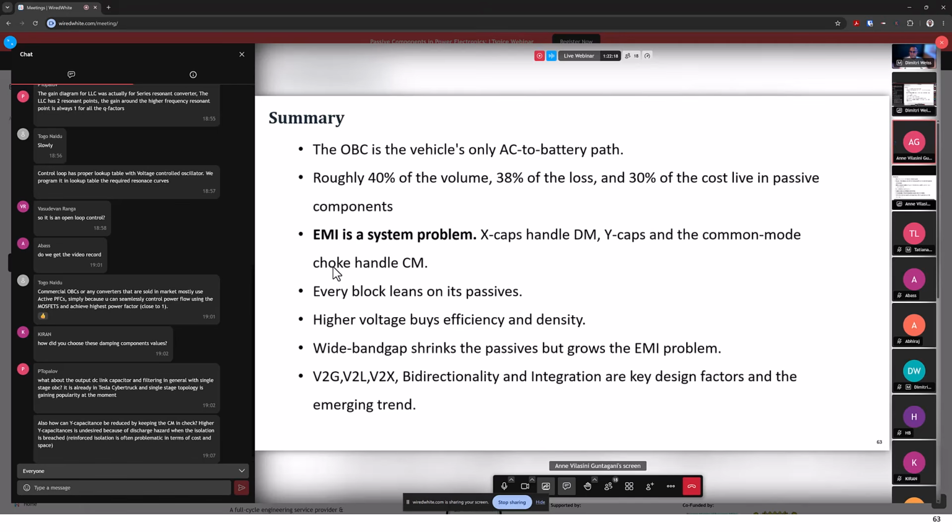How can Y capacitance be reduced while keeping the common mode in check? Okay.